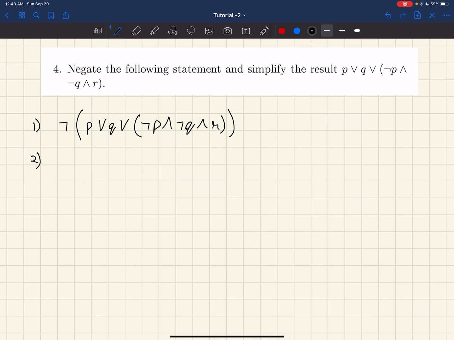This would be not of P and not of Q and not of P and not of Q and R. So it's De Morgan's law.